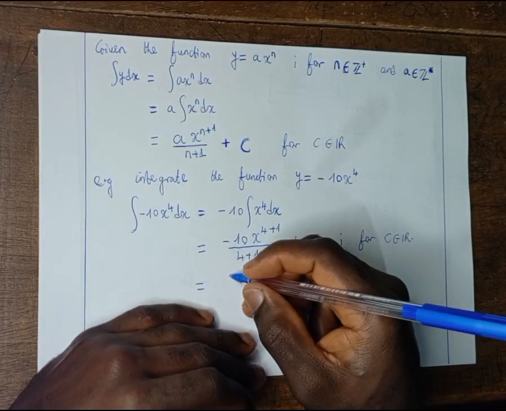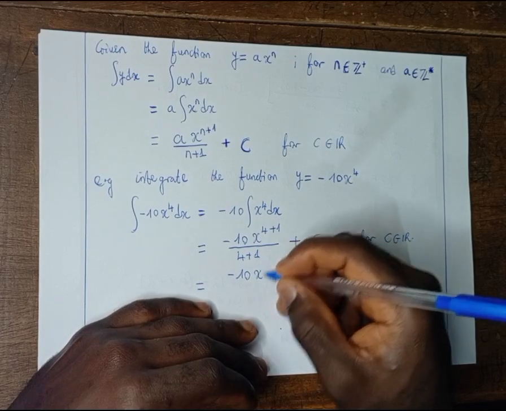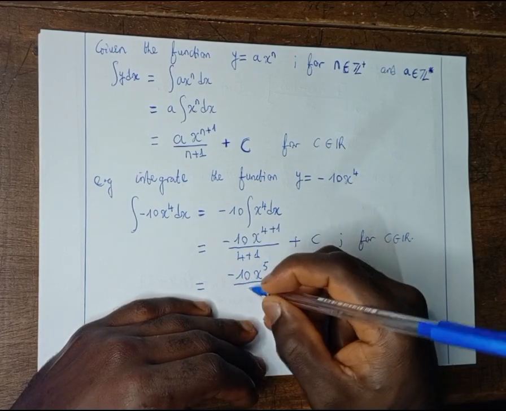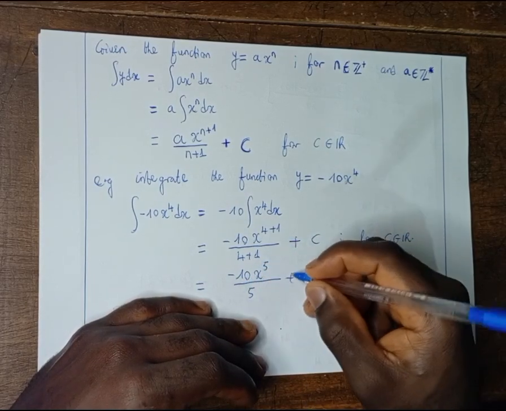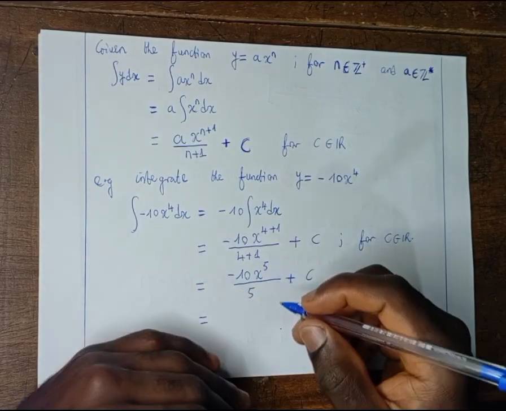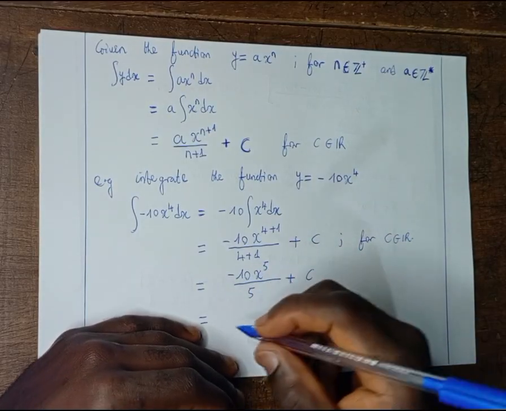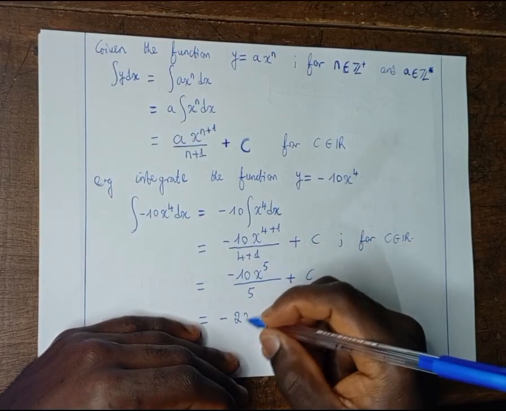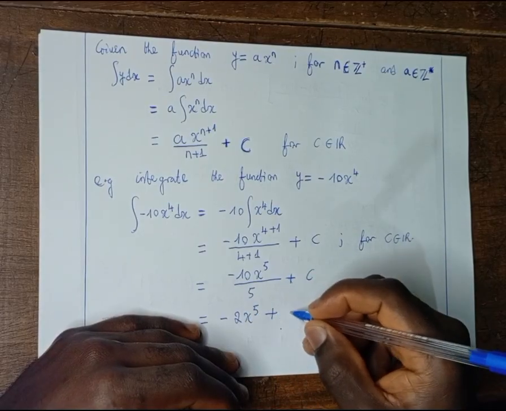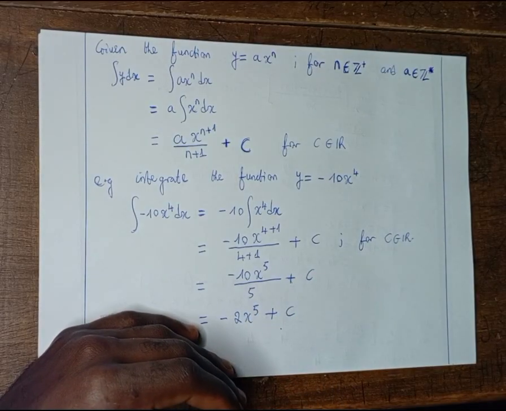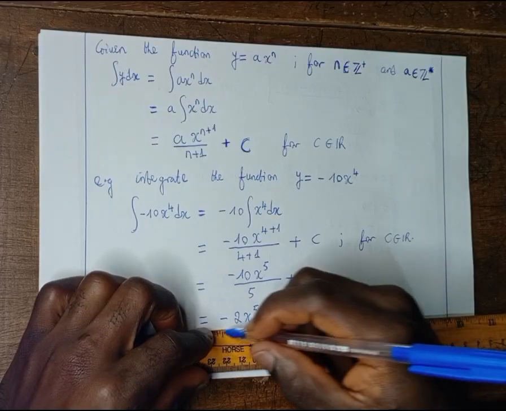So this will give us negative 10 x to the power 5 all over 5 plus c. This will simply be equal to, we know negative 10 divided by 5 gives us negative 2 x to the power 5 plus c. So this is the integral, and we are done with the integration.